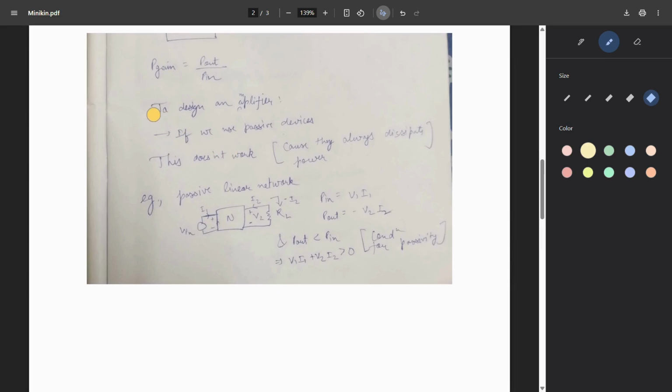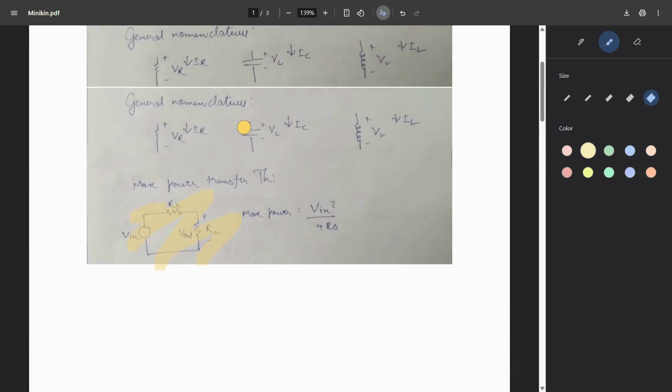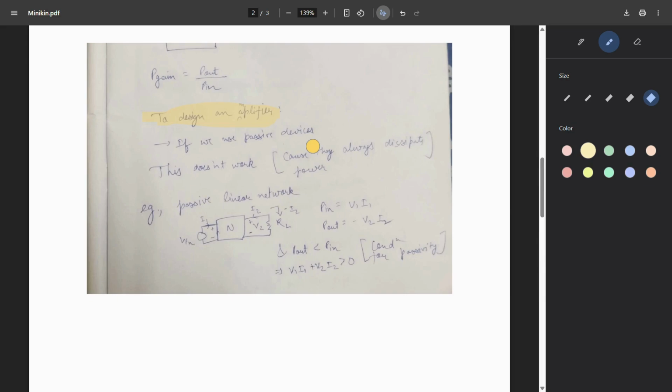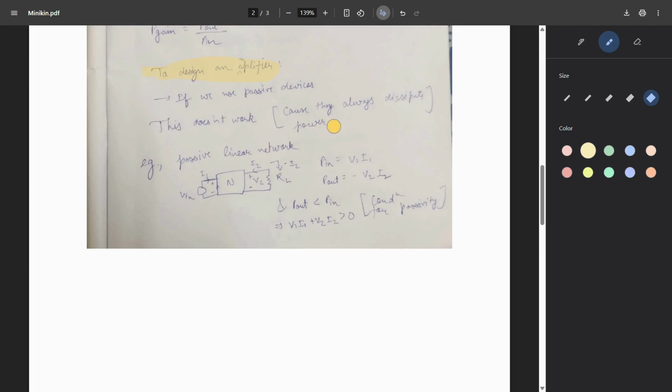So today's question is how to design an amplifier. To design an amplifier, if we use passive devices, first, passive devices are resistors, capacitors, inductors, which we have discussed here, that these are passive devices. So let's think how to make an amplifier using a passive device. This doesn't work. The answer is that this doesn't work because they always dissipate power.